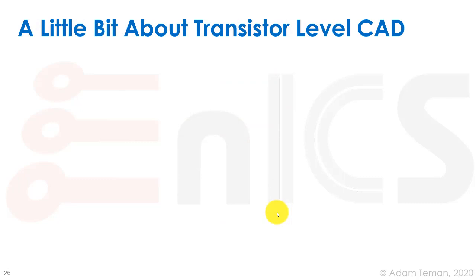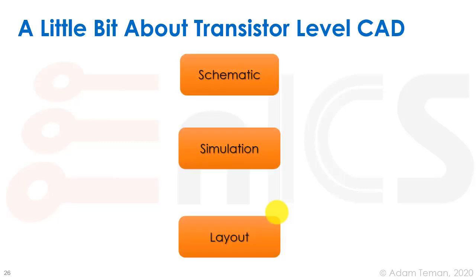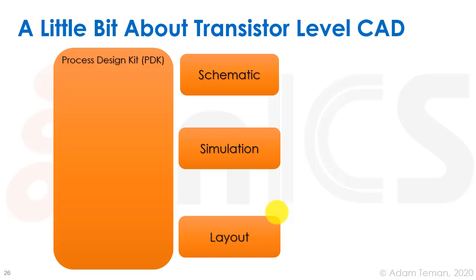So let's discuss the CAD or the EDA tools that we use in this transistor level design, basically in the slide we saw before. Okay, so we have three basic tools that we're going to use: a schematic editor, a simulation environment, and a layout editor. On the left side here, we have what our inputs are to this thing, what we get from the foundry, pretty much. This is provided by the foundry.